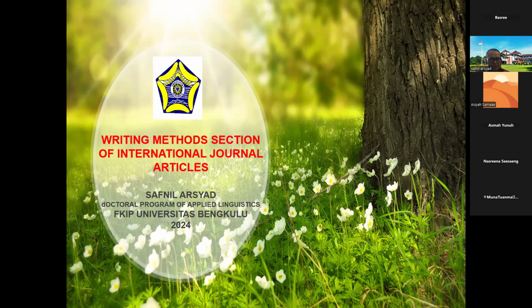So this is important. In journal articles, you have to write the method section up to 15% of the length of your article. So if your article is about 6,000 or 7,000 words, your method section will be about 900 to 1,000 words. Okay, so 15% of the whole article.